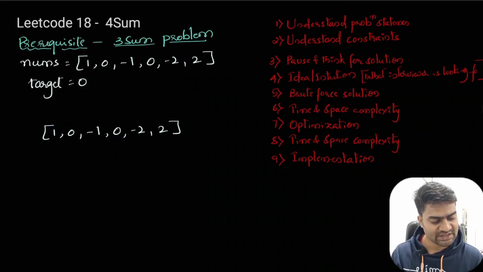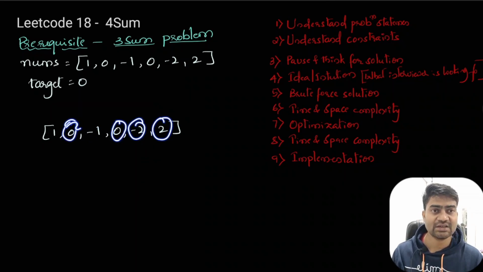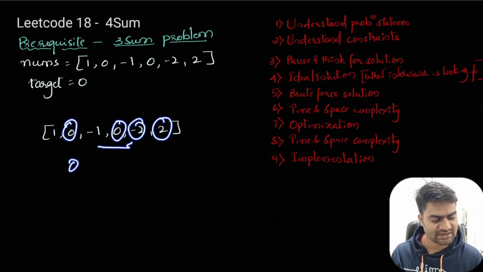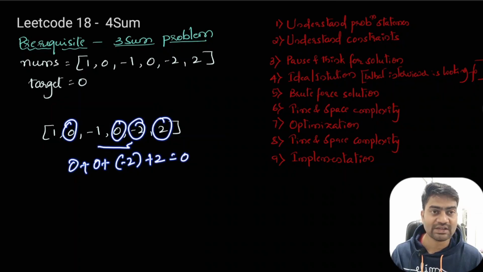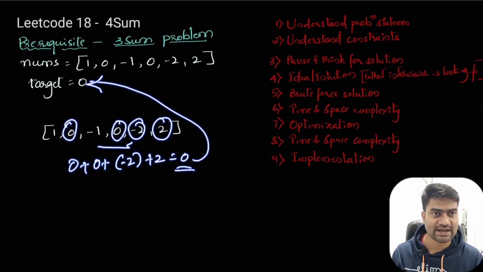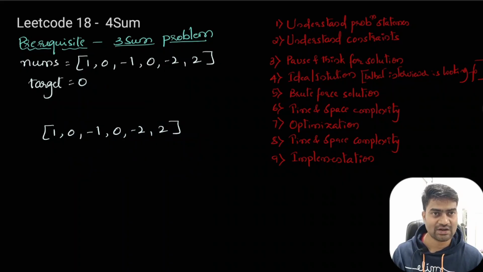Now, if you also see minus 2, 2, 0, 0. Basically, we should always consider four numbers here. So if we consider 0 plus 0 plus minus 2 plus 2, then it will sum up to give 0. So this is again equivalent to our target. So this is our second quadruplet. So we need to find all such quadruplets and we need to return them.